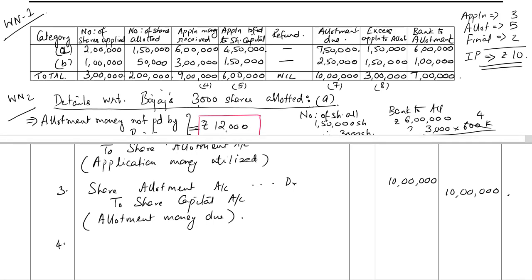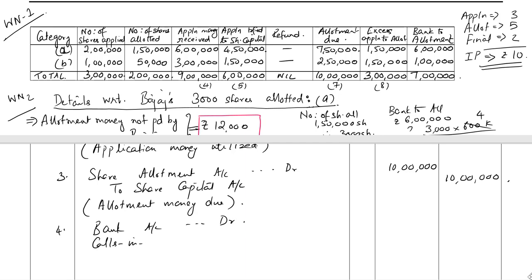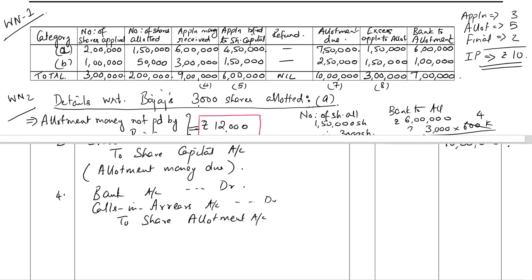The fourth entry, we will receive the allotment money, bank account debit. We need to open the calls and arrears account for the amount not received as per the question. So calls and arrears account debit, to share allotment account. This is for the allotment money received.